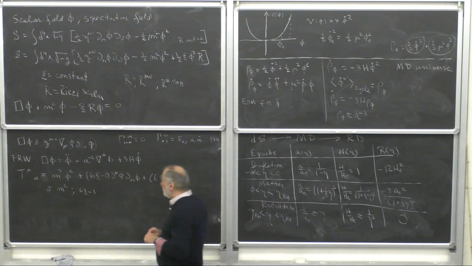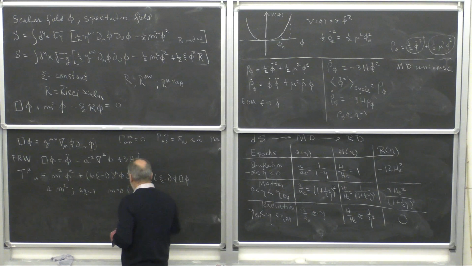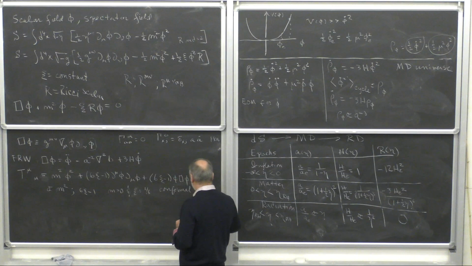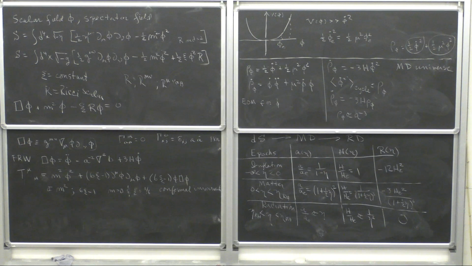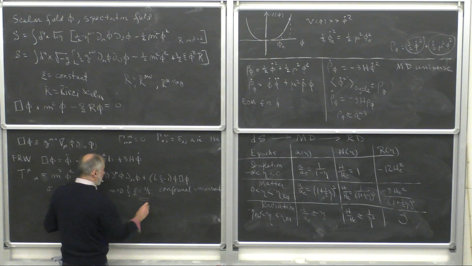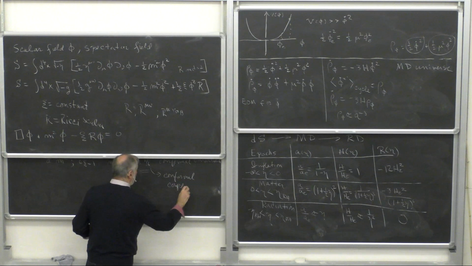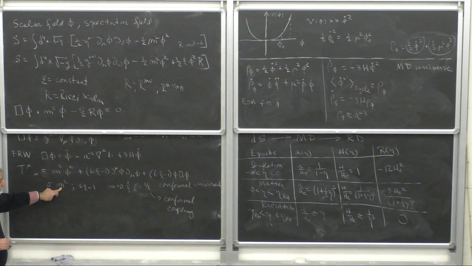So if m is equal to 0 and c is equal to 1/6, it is conformally invariant. And we will see that conformal invariance means that you will not create these particles in expansion. So c equal to 1/6 is called conformal coupling. So if you want to create particles in expansion, you either have to have a non-zero mass or c not equal to 1/6.